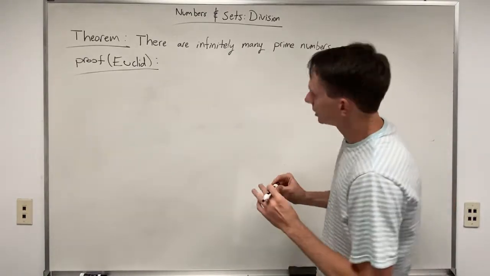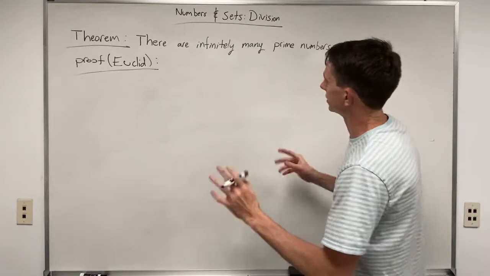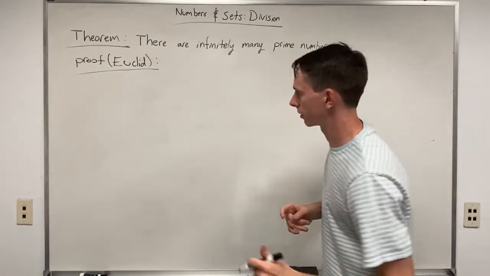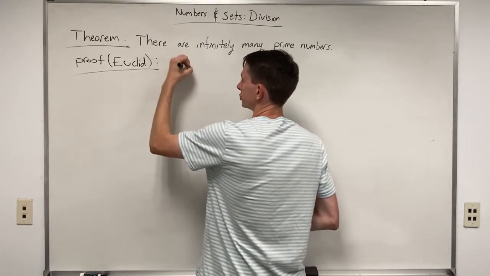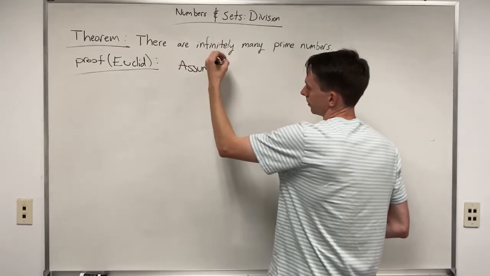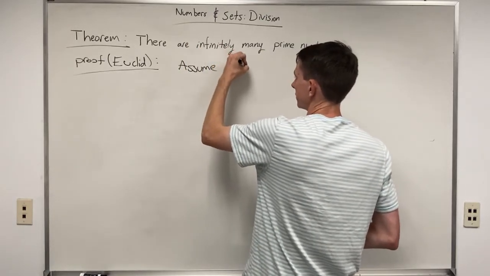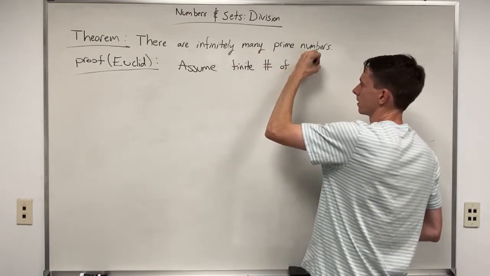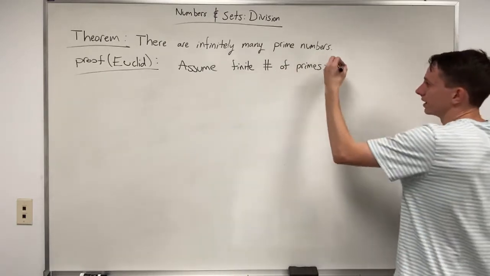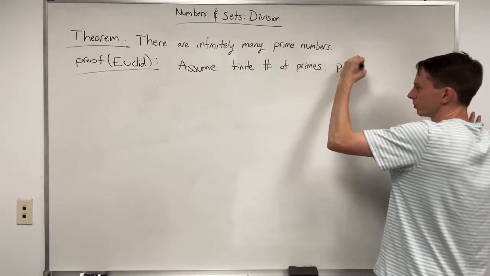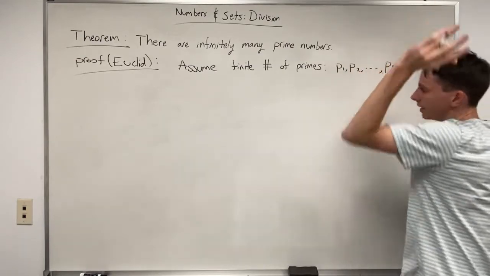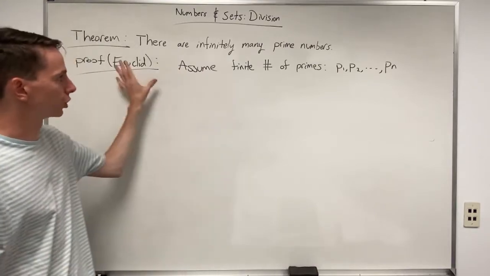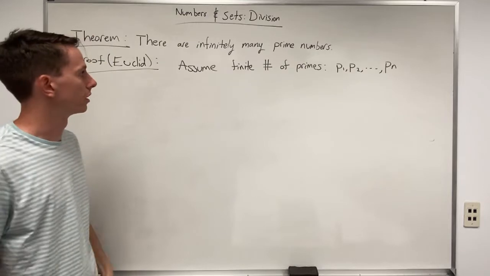What Euclid does is he performs a proof by contradiction, where rather than assuming there are infinitely many primes, he says let's assume there are only finitely many primes. So let's assume that there are only a finite number of primes. If we have a finite number, we can label each of them. So we can say there's p1, p2, all the way through pn. Maybe there are n total primes in existence. And of course, the goal is to show that there's a contradiction when introducing this assumption.